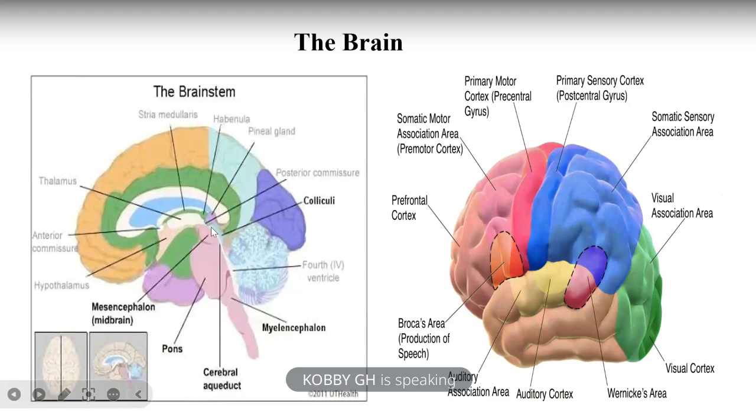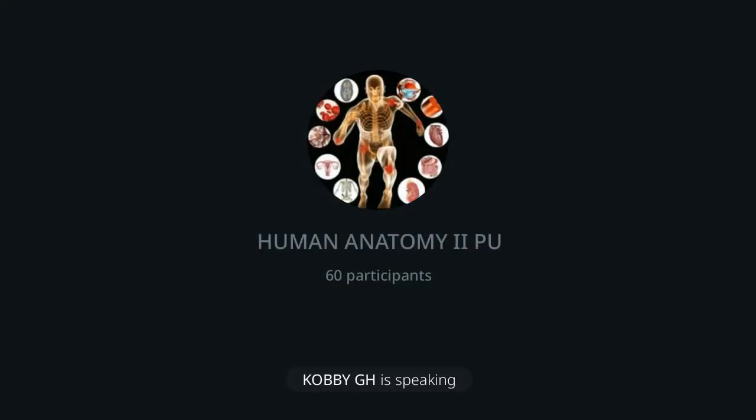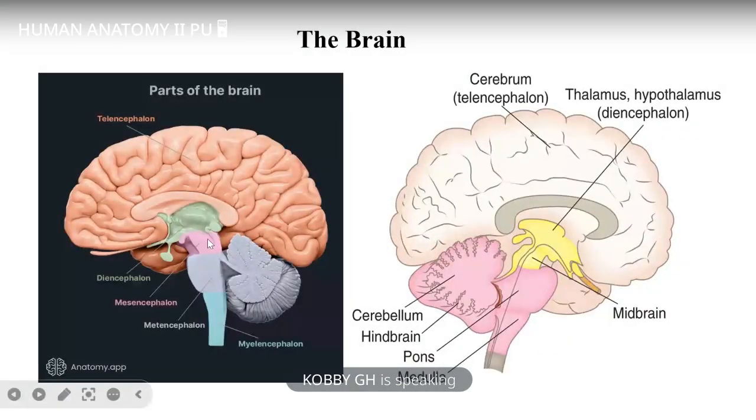Look at it over here. This is what we call the brain stem. So when we say brain stem, it is made up of the midbrain, the pons, and then the medulla. So there's the midbrain, there's the pons, and there's the medulla.